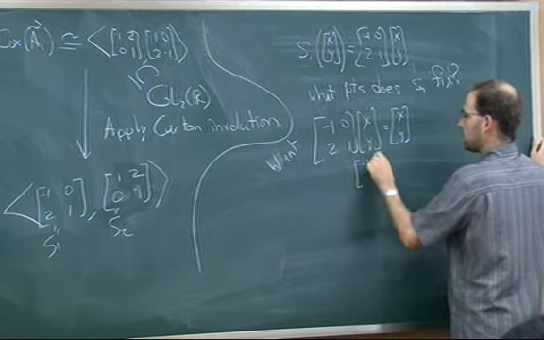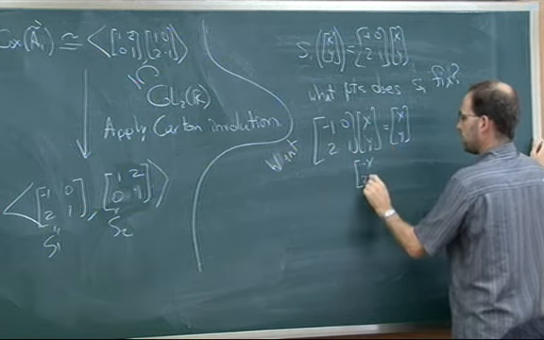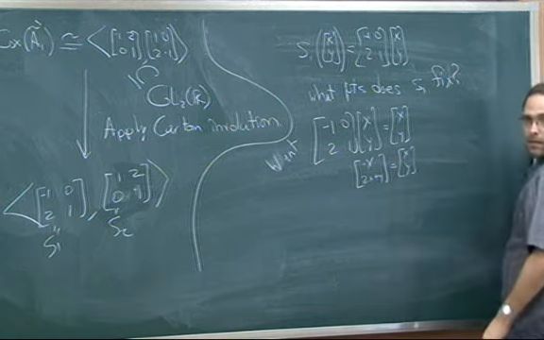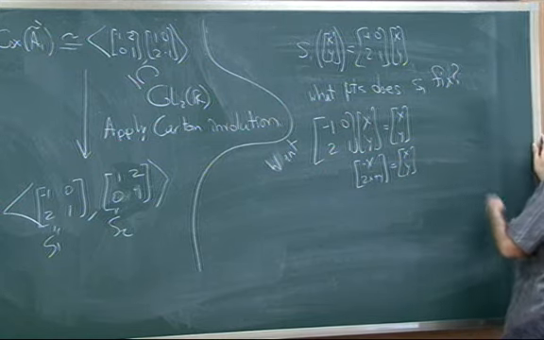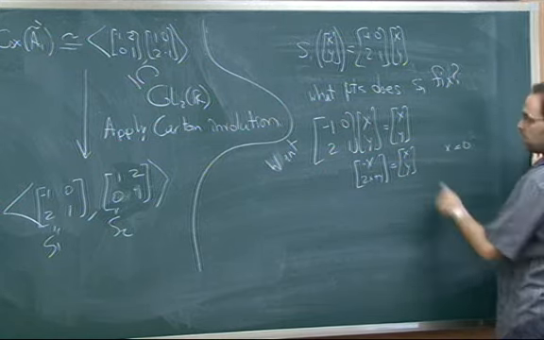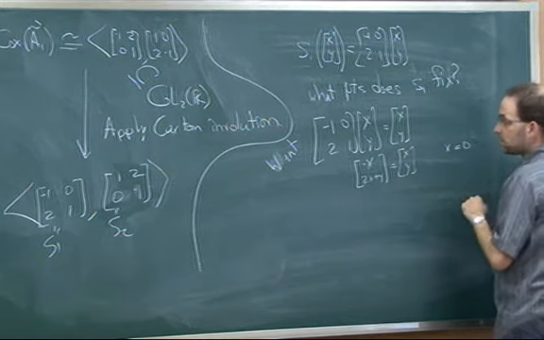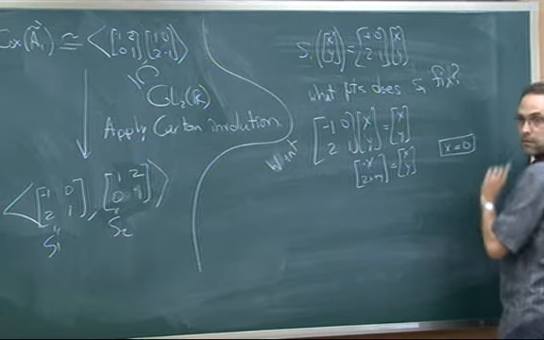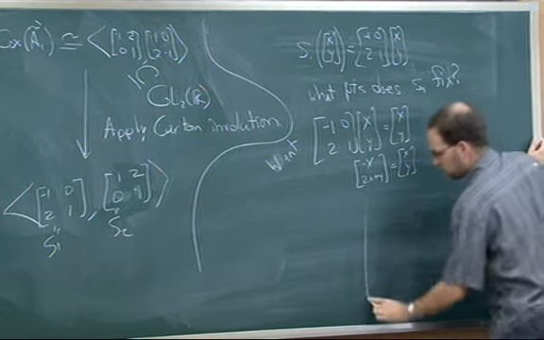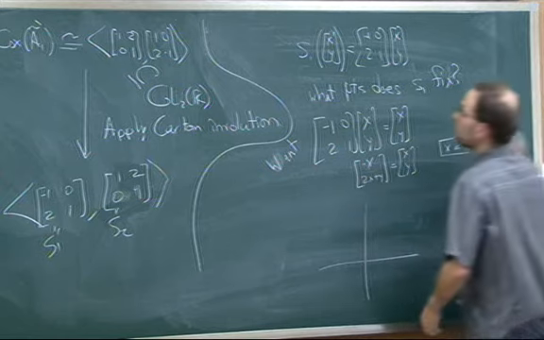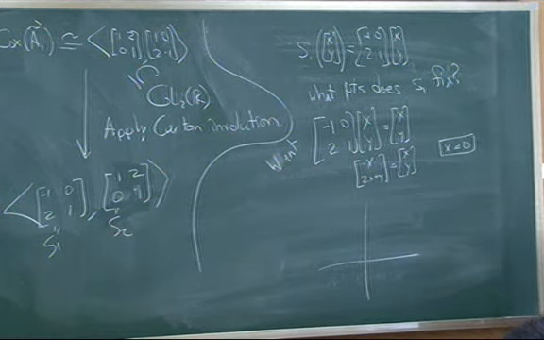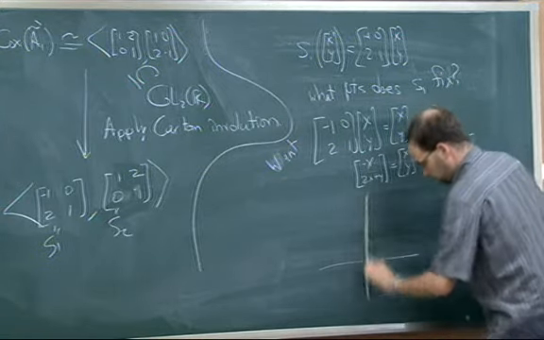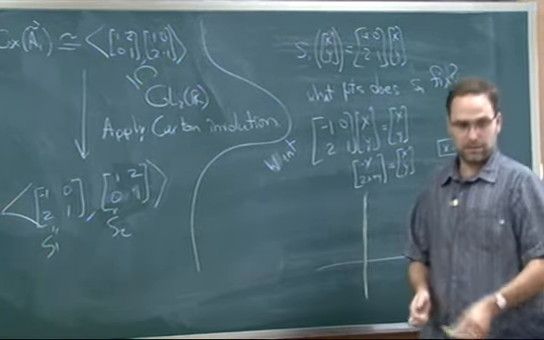So when we multiply this, we get minus x. When we do the second one, we get 2x plus y. It should be equal to xy. And so what do we get? x equals 0 from the first equation. And once x is 0, then the second equation is fine. So it's these points. These points are fixed by S1.